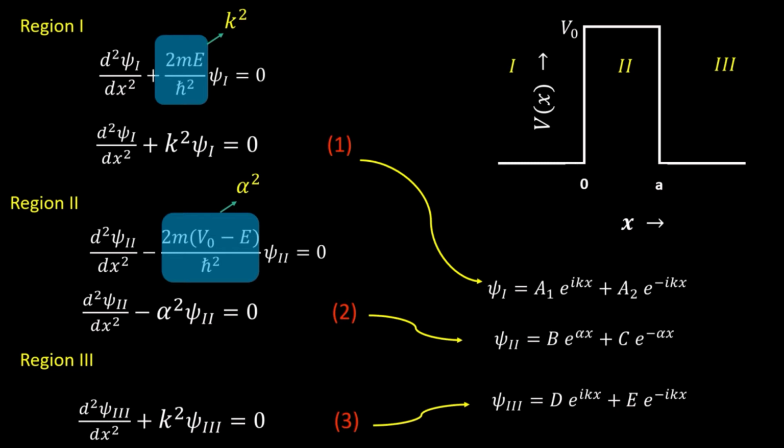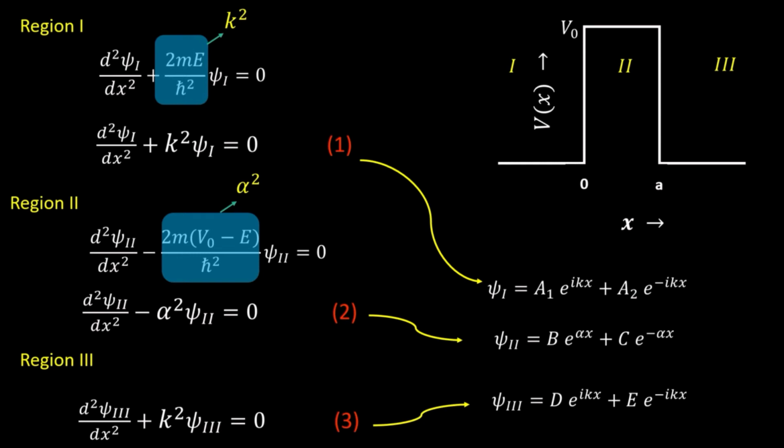The e raised to ikx here represents a plane wave traveling from left to right, that is along the positive x direction, and e raised to minus ikx represents a plane wave traveling in the negative x direction. So e raised to minus ikx is the reflected wave. For simplicity, let's assume that the amplitude of the incident wave is 1. That means we can take this constant A1 as 1, and then we can rewrite A2 as simply A.